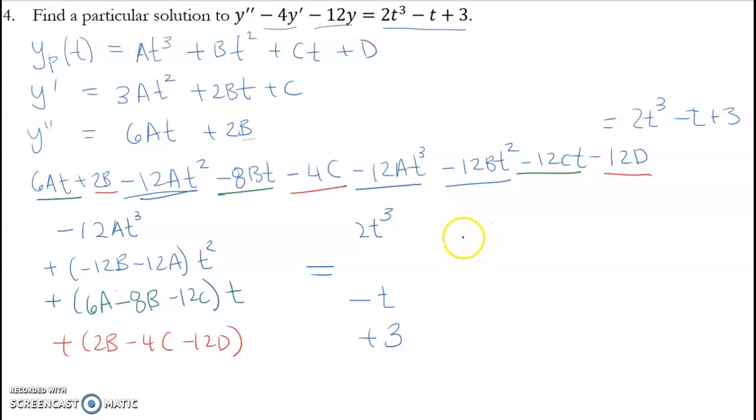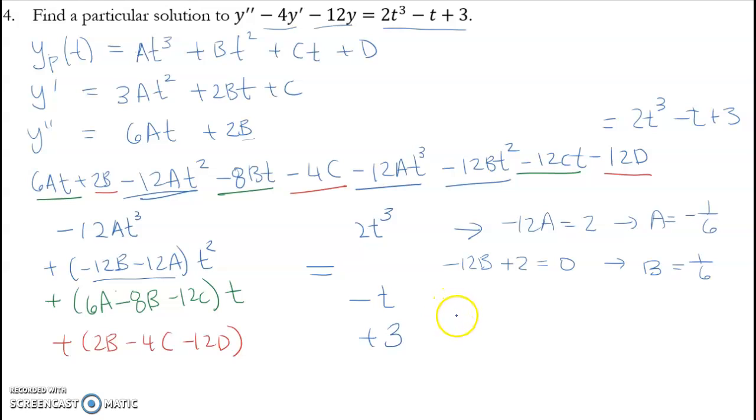Okay, so from the first line, we have negative 12a equals 2, so that'll get us the a value of negative 1 over 6. Okay, we can plug that into our second part here to find the value of b. So we have negative 12b minus the negative 12 times negative 1 over 6, which would be positive 2, and this should equal 0. So by subtracting 2 from both sides and dividing by negative 12, we have b equals positive 1 over 6.